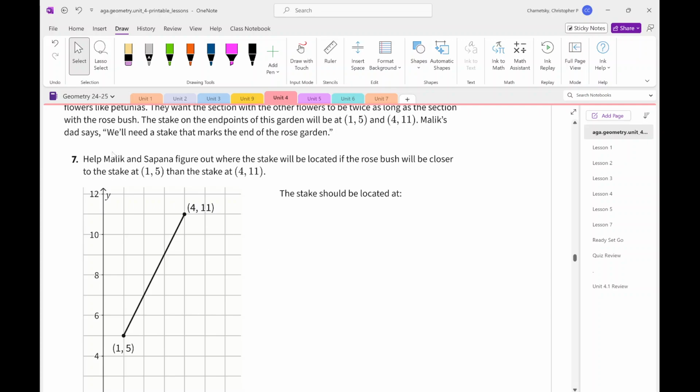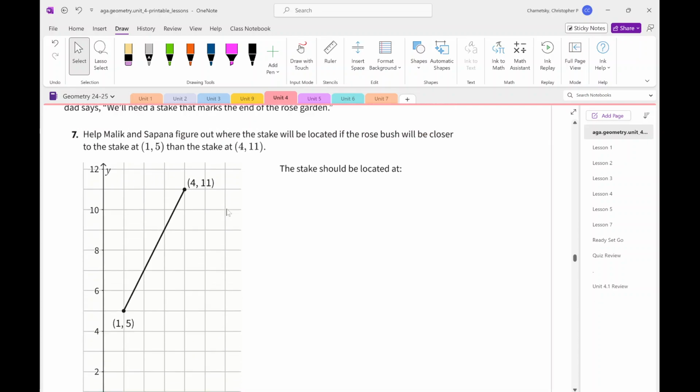So Malik and Sapana need to figure out where the stake will be located if the rose bush will be closer to 1,5. So we want it 1 part to 2, meaning that we really are dividing this into thirds rather than halfway. I'd pause and let you see if you can figure this one out.